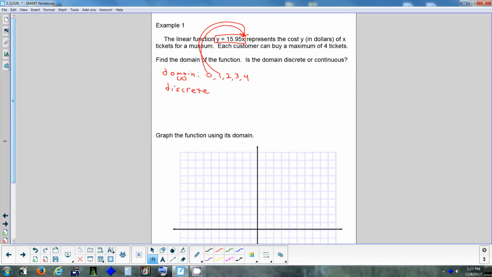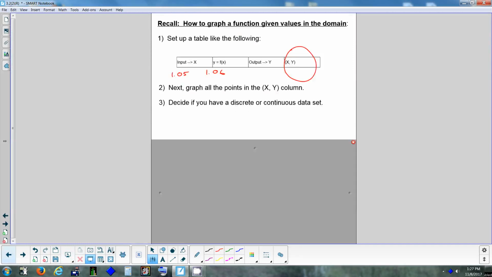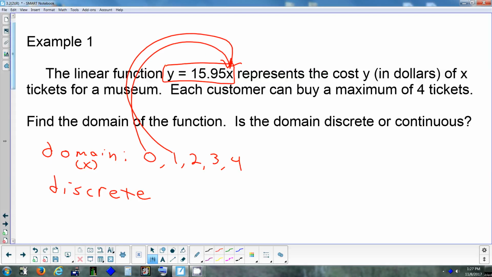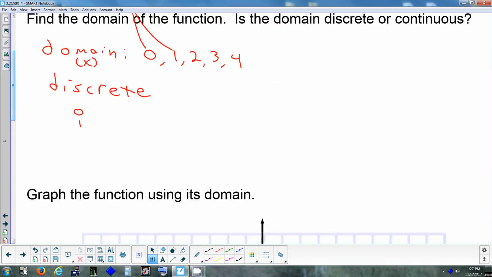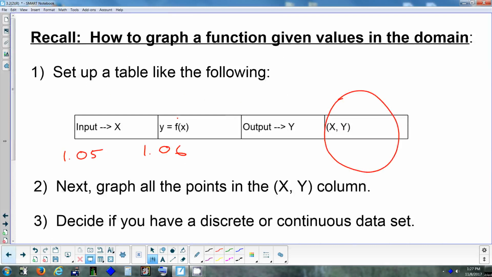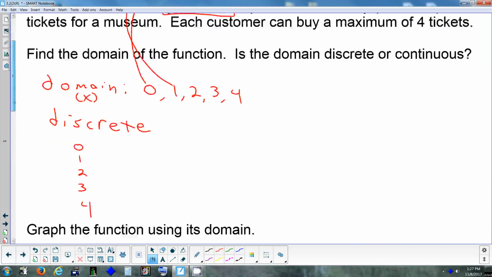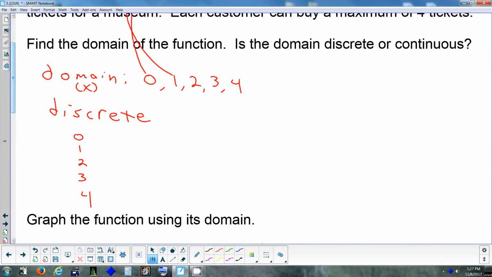All right, so let's do that, because we're going to graph this function now using its domain. The directions say to make a table. What are my 5 X values? Yep, Xander? 0, 1, 2, 3, 4. Okay, and now my formula, Mr. Roy just said it, y equals 15.95 times x. So these are my x's.